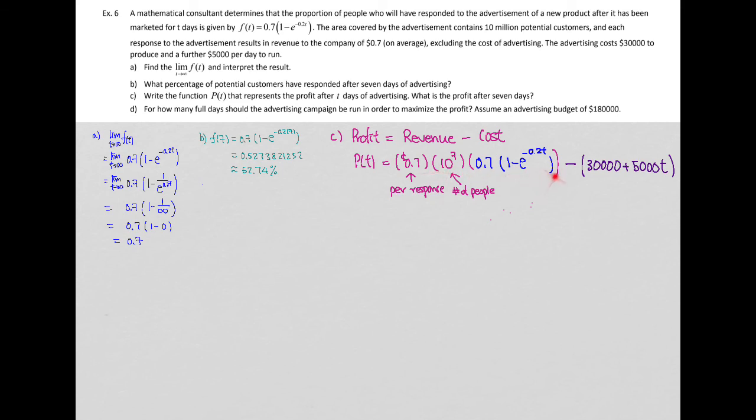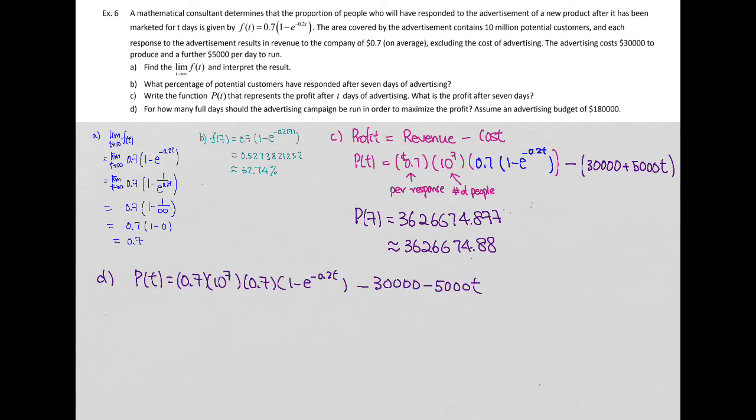So this is how many responses we will get, because this is the total amount of people times the percentage of people that will respond. Next, we have to find the total amount of cost. We know it costs $30,000 just to produce, plus $5,000 per day to run, so I have to times by T. So this will be the total cost. We do the revenue, take away the cost, and it will become the profit. After that, all we need to do is put 7 into T to find what the profit will be after 7 days.